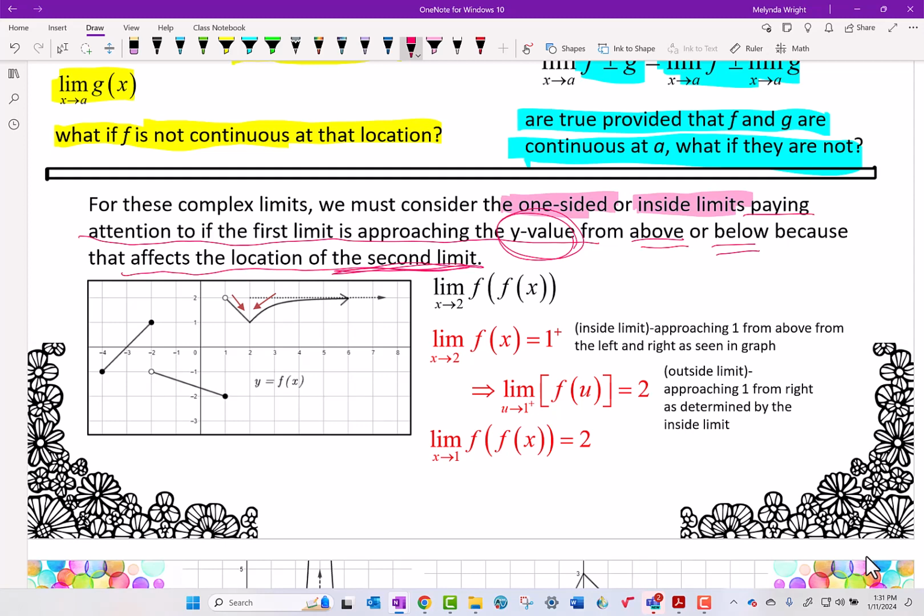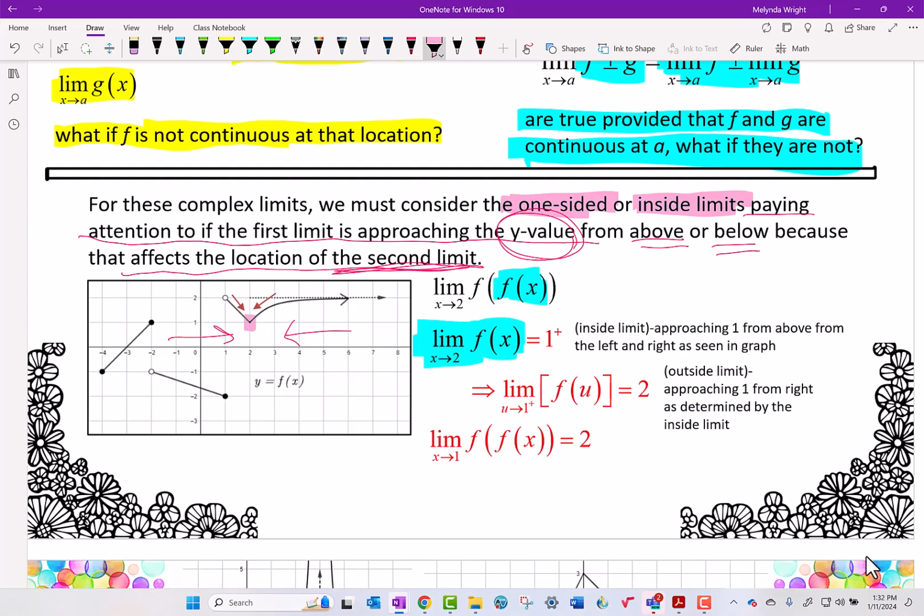So what I've done is I've physically written out an example of what I'm talking about. On this question, we're asked to find the limit as x goes to 2 of f of f of x. So what do we do? We take the inside limit first. This is the inside limit. And we're going to look at the graph. We've got x is 2, we're headed to 2 from left and right, and this is where we're going. We're headed to a y value of 1.